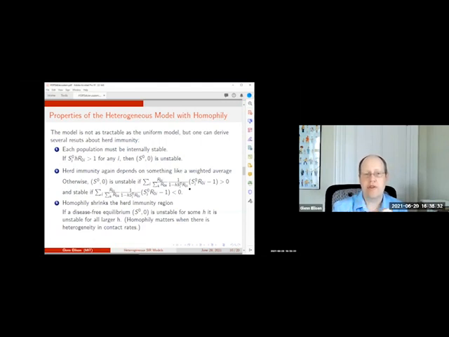Okay. So the theorem is, if a disease-free equilibrium is unstable for some H, it's unstable for all larger H. So homophily always makes things worse. Homophily just makes things more unstable. Any allocation of susceptible people across groups that was stable with low H will, at some boundary level of H, become unstable, and above that it's going to be unstable.